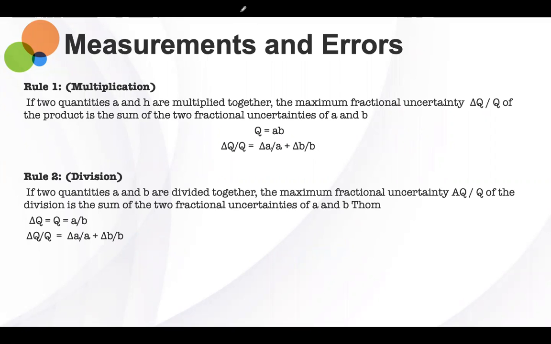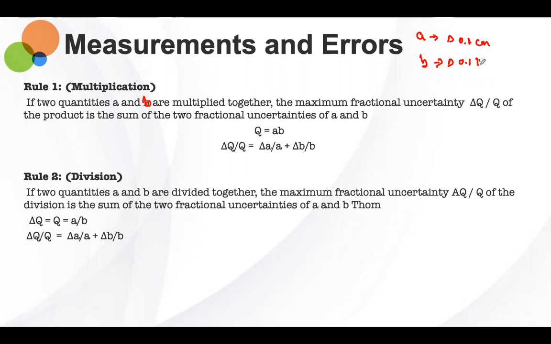The first one, rule number 1. If two quantities A and B are multiplied together, the maximum fractional uncertainty of the product is the sum of the two fractional uncertainties of A and B. So if we're using a ruler for A, it has an uncertainty of 0.1 centimeters, as we have seen before.